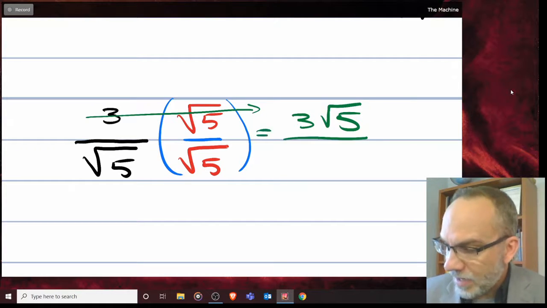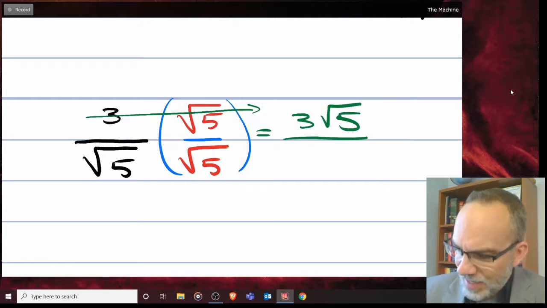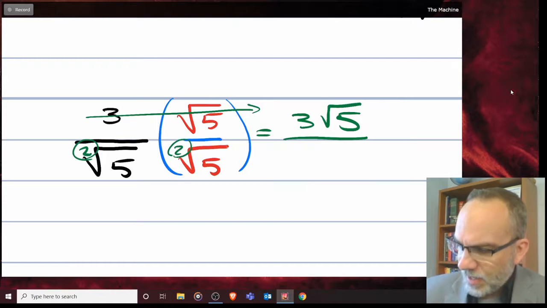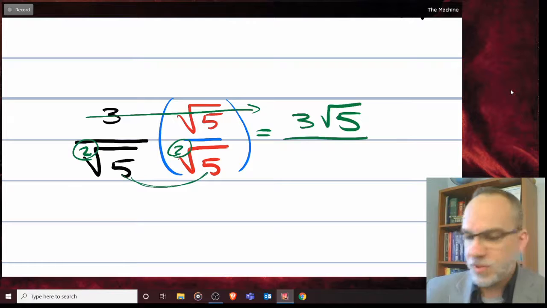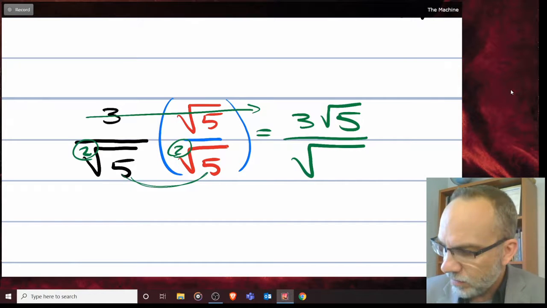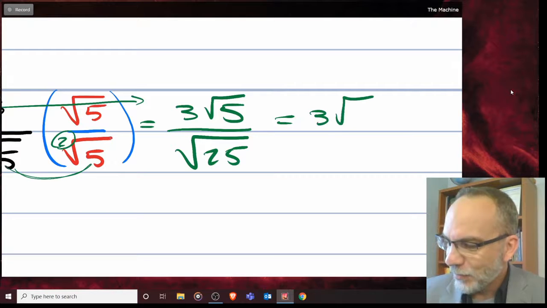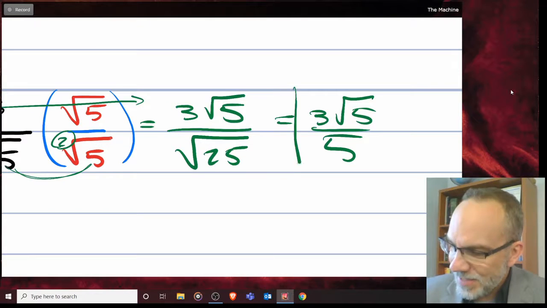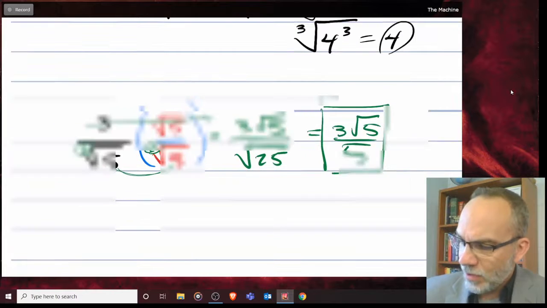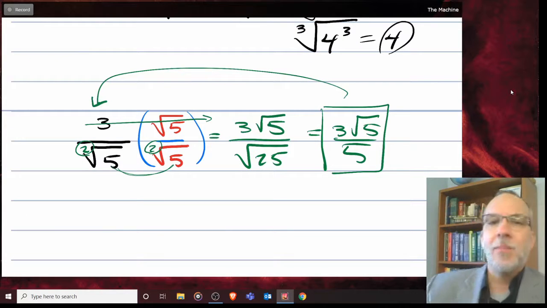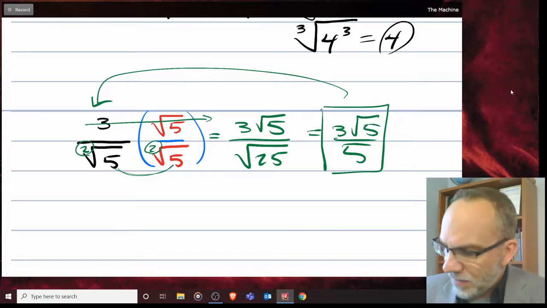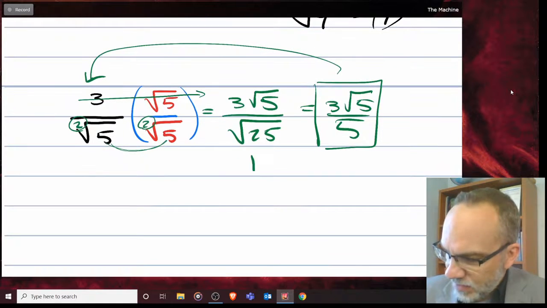But the denominator now becomes this. If I've got an index that is the same, a square root here and a square root there, and I multiply them, I can multiply the radicands together, the things underneath the square root. So this is really the square root of 25, which is 5. So 3 root 5 over 5. This is now exactly equal in value to the original right here, but it has an integer or a rational number in the denominator.